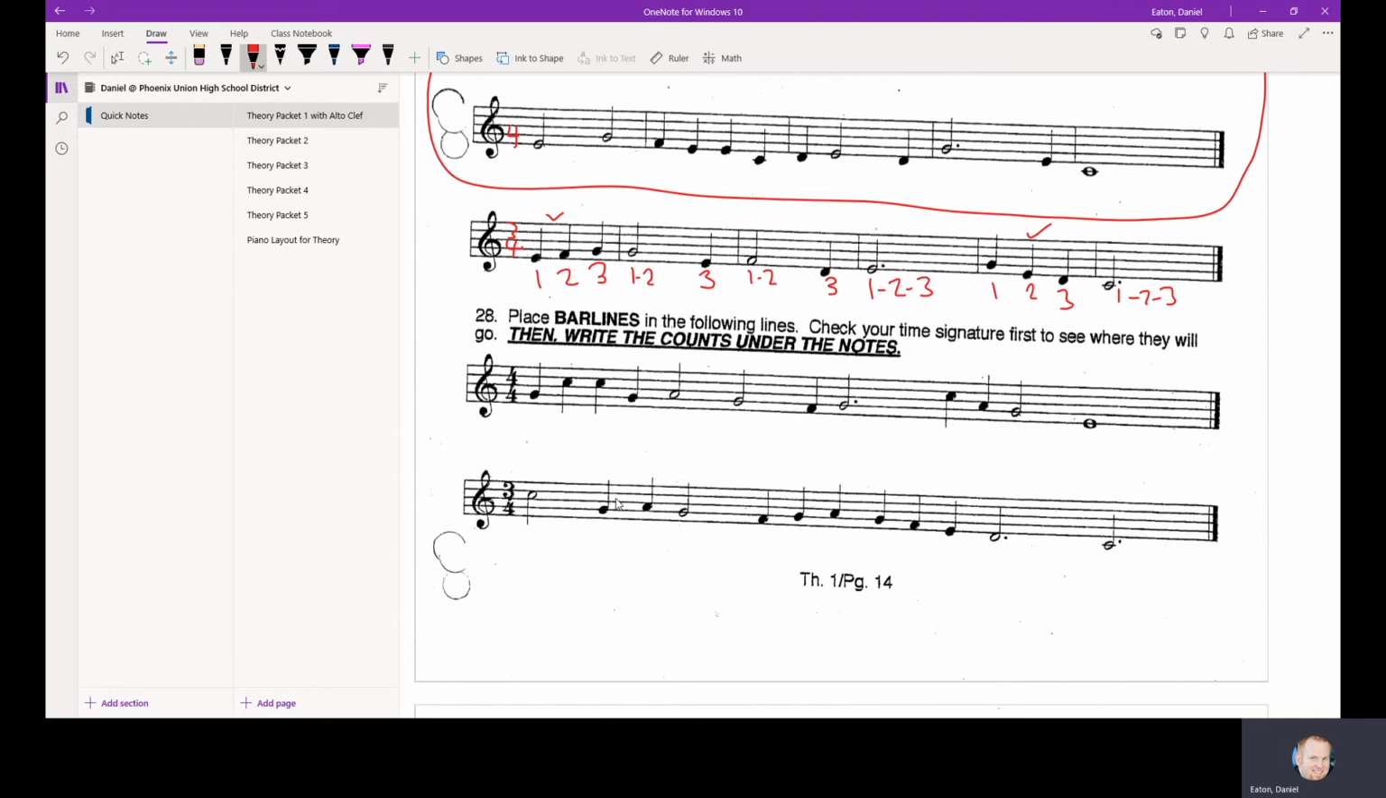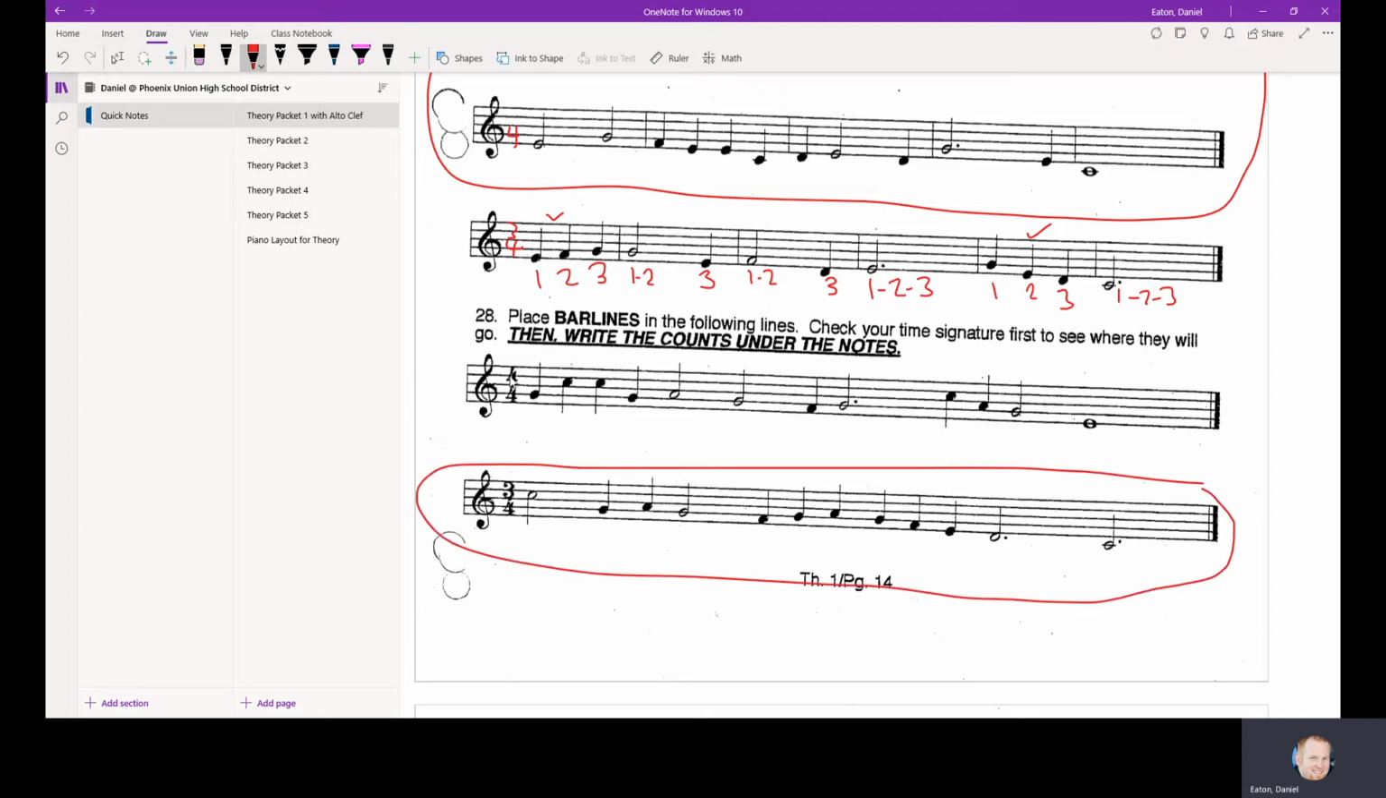Okay? Place bar lines in the following lines. Check your time signature first to see where they will go, then write the counts under the notes. So this one's a little bit more complex because now we have to write these measure lines in here, right? When the measure lines are in there, it's easy, but now we have to actually place them in here. So let's do it. Ready? I'm in 4/4. That means I'm going to leave this one for you to do down here.